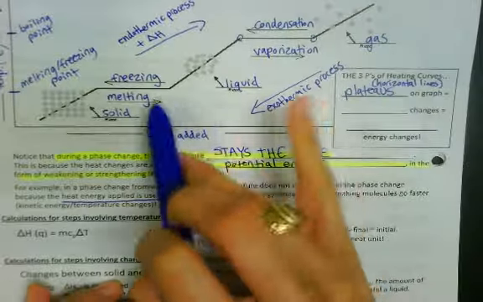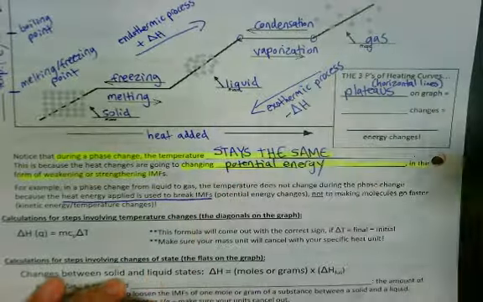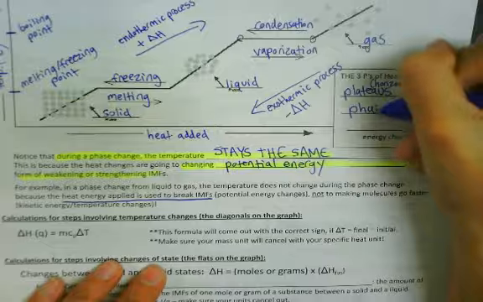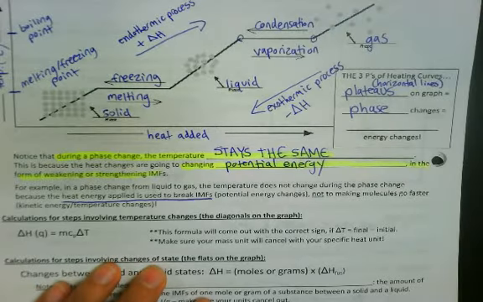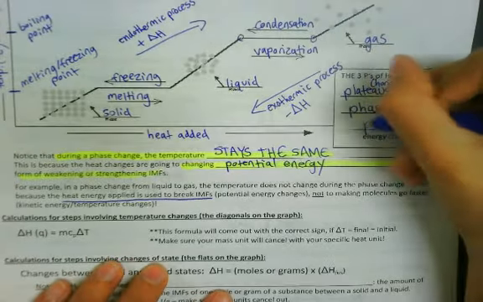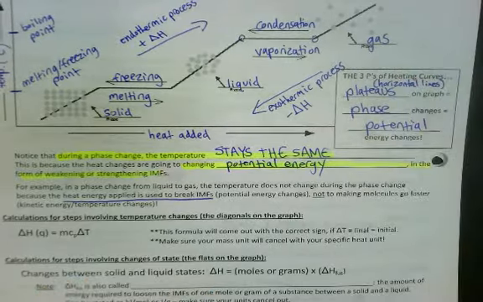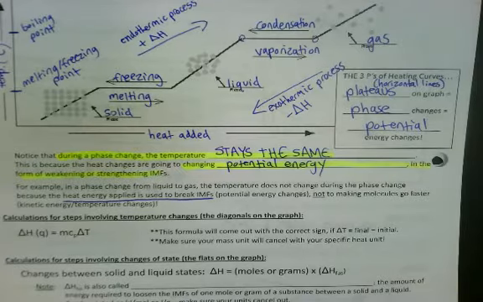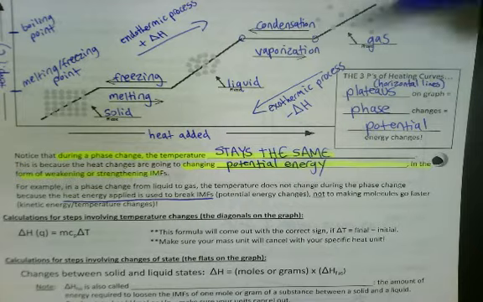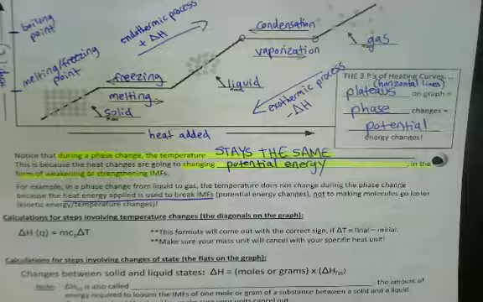The plateaus, the 2 horizontal lines on the graph, are phase changes. And phase changes are where the potential energy is changing. So plateau, phase, and potential all start with P. Plateaus on the graph indicate phase changes, which are potential energy changes.